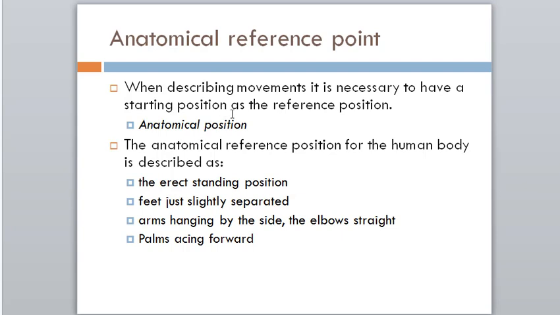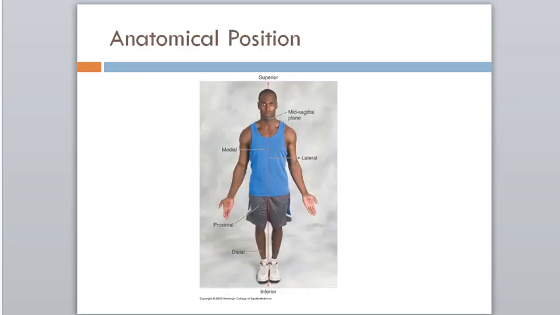In order to describe movement, everything has to be referred back to a reference point. And the anatomical position is the reference point that we use to describe all movement, regardless of what we're actually seeing. So if someone's about to throw a football, or is jumping, or performing a bench press or a squat, when we try to describe that movement, it is all referenced back to this position here, this anatomical position.